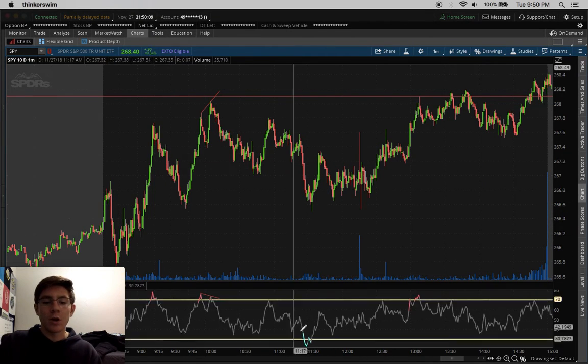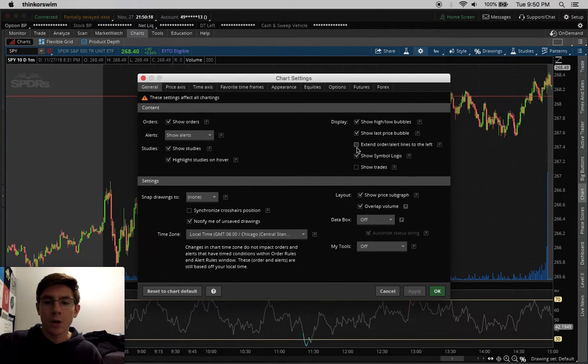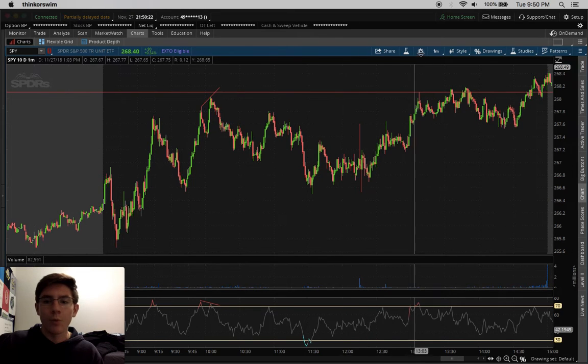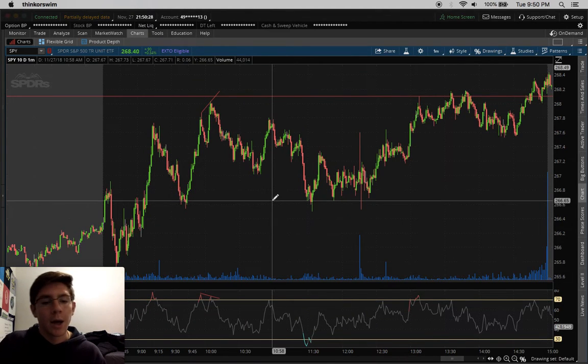As you can see here, the RSI is on the bottom part of the chart. Now, if your volume is also separated from the chart and you want more room, just go up to your settings on TOS or the Thinkorswim platform and click overlap and apply.